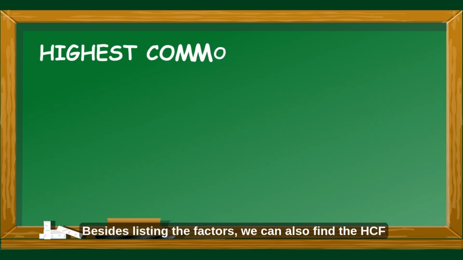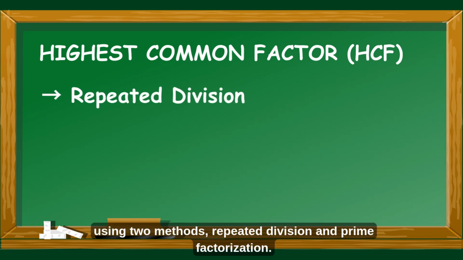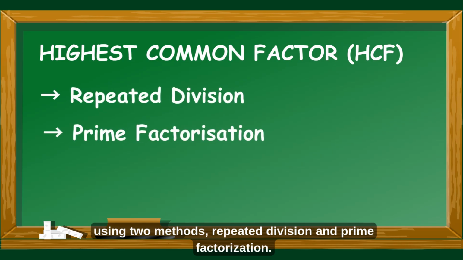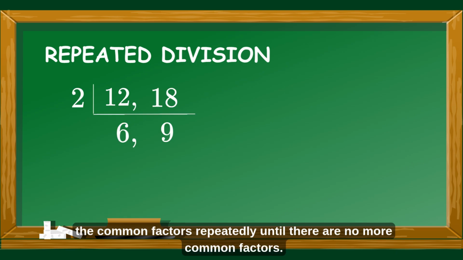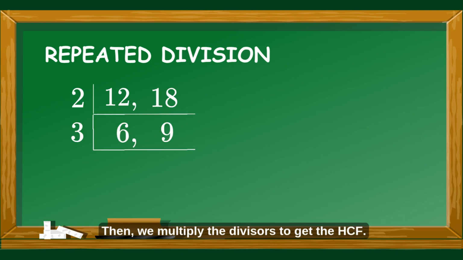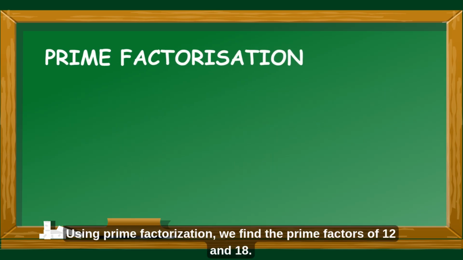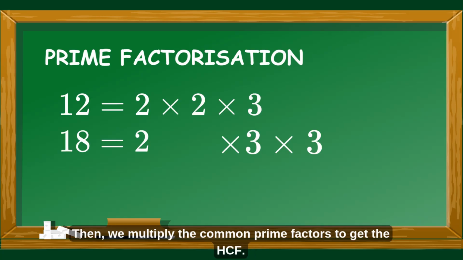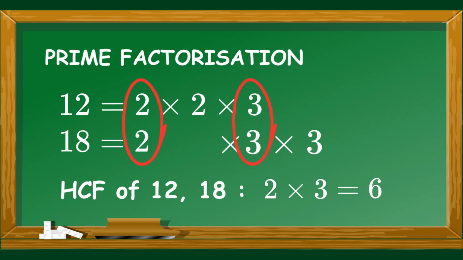Besides listing the factors, we can also find the HCF using two methods, repeated division and prime factorization. Using repeated division, we divide 12 and 18 by the common factors repeatedly until there are no more common factors. Then, we multiply the divisors to get the HCF. Using prime factorization, we find the prime factors of 12 and 18. Then, we multiply the common prime factors to get the HCF.